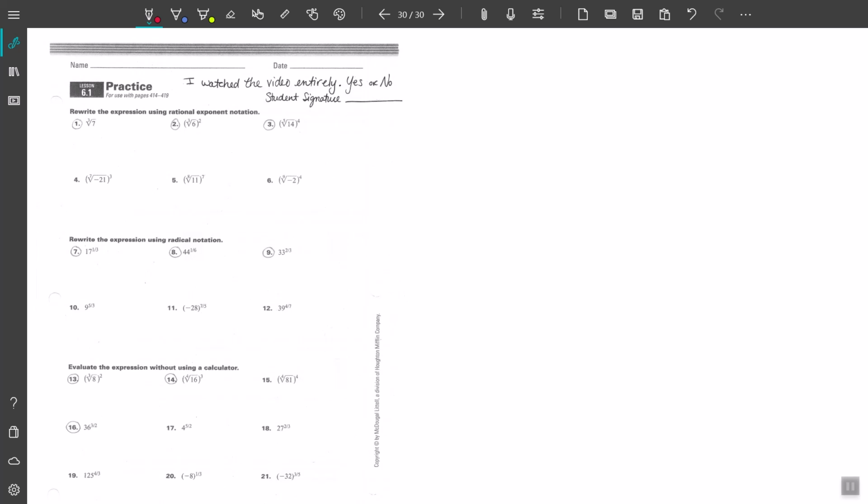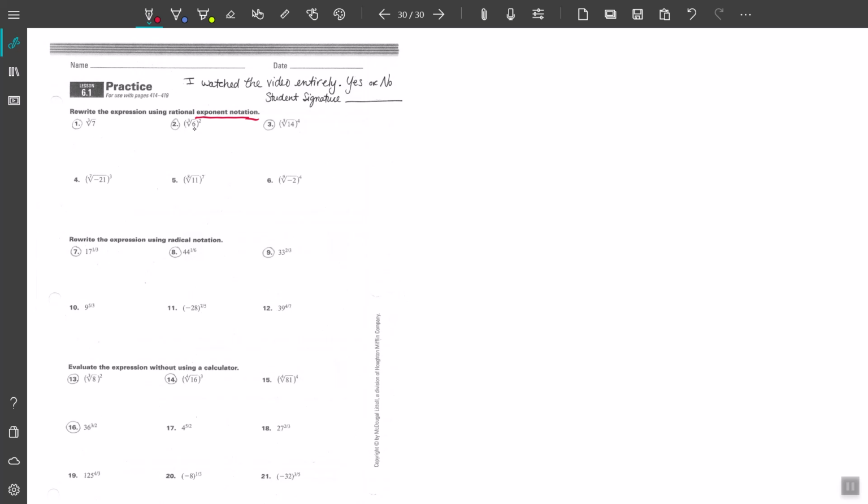All right, well, chapter 6 starts out with rational exponent notation and radical notation. And so we're going to learn how to go between exponent notation and radical notation. So in the first section up here, they want us to take these numbers that are written in radical notation and write them in exponent notation.